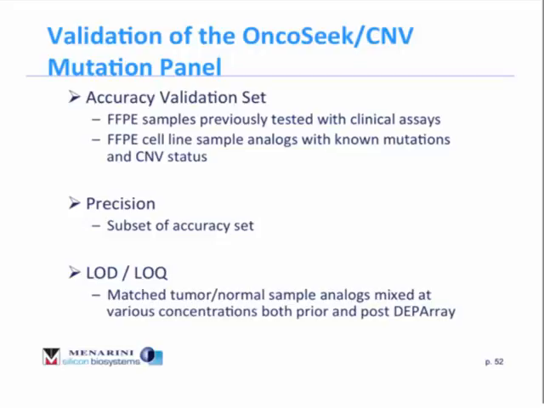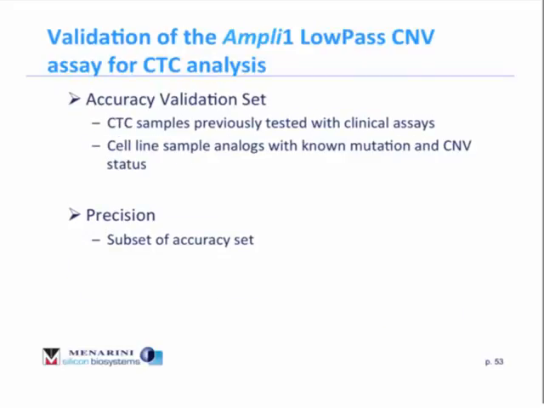LOD, LOQ, with mixed samples at various concentrations, and unlike a traditional assay, the results all the way down to 5% tumor population are exactly identical, because the device, even if you only put a 5% tumor population in, you get 100% tumor population out of the device all the way down to 5%. So again, those results from a clinical perspective look extremely useful for us.